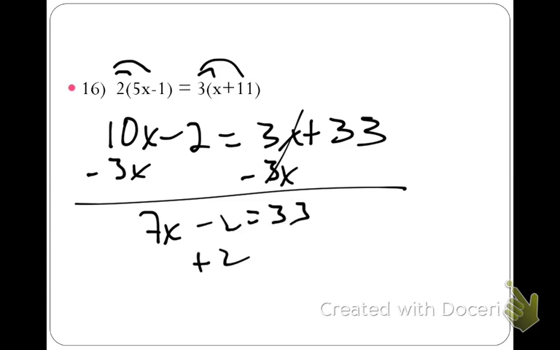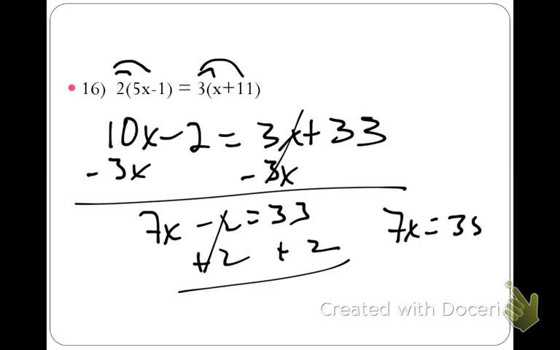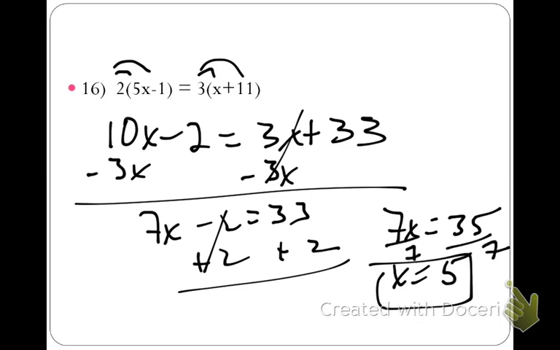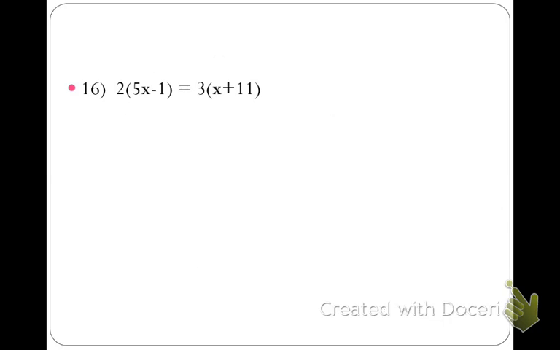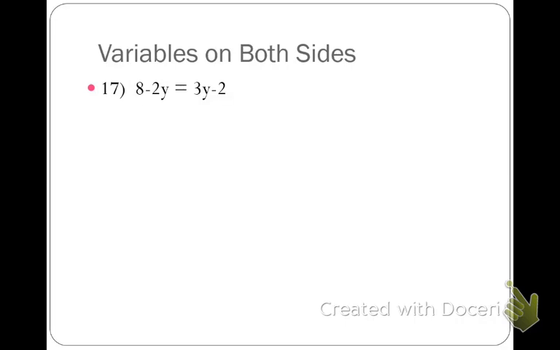I'm going to add 2. And so 7x is equal to 35. Divide both sides by 7, and x should be 5. Okay? Good. Everybody good? All right? 17. Try 17 real quick.